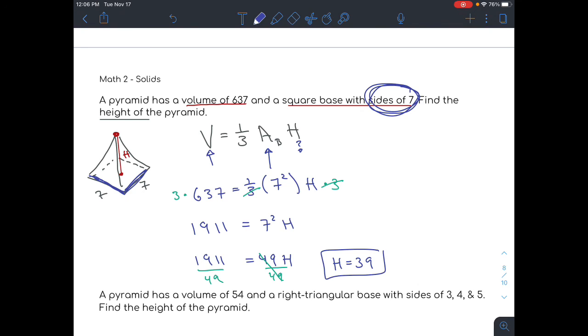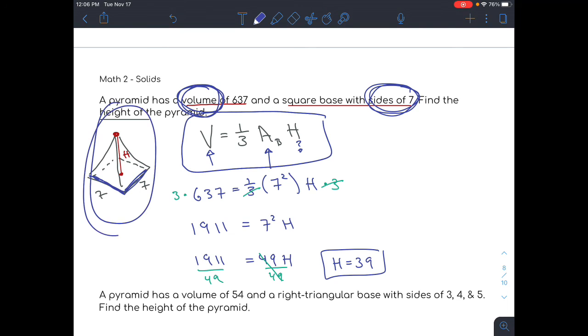So even if you're not working with cones or circular things, the same rules apply. Start by writing down the formula for either volume or surface area. Draw a picture if it helps. Plug in what you know. Usually one of them is going to be the volume or surface area, and we know the sides, and then you have to solve for the unknown.